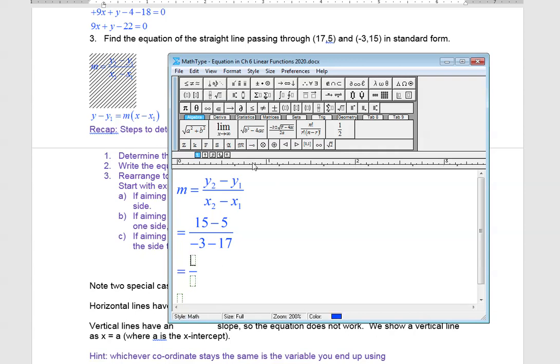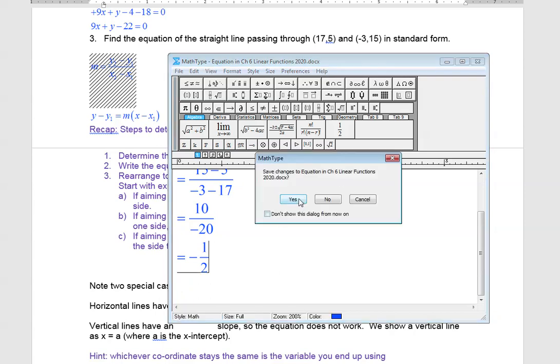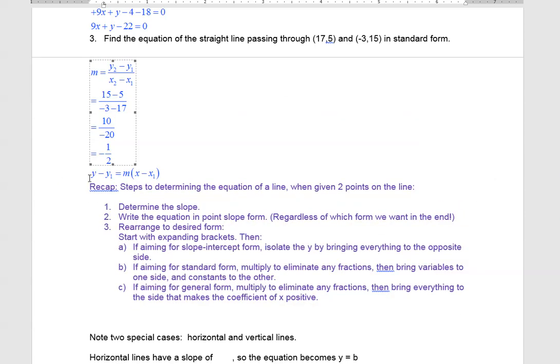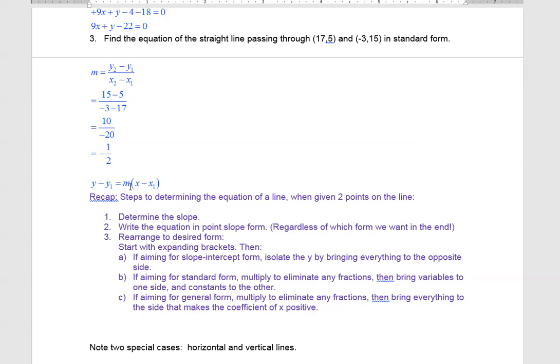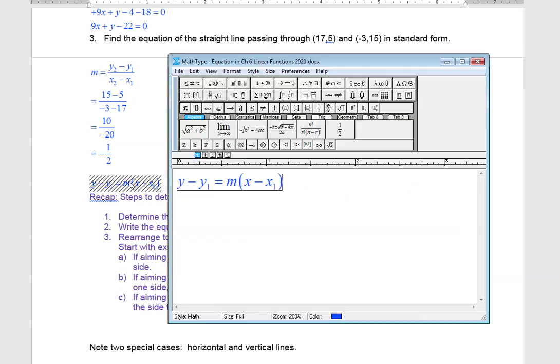So 15 minus 5, we get 10. Negative 3 minus 17, negative 20. So this one works out to a fraction, and a negative fraction at that, negative 1/2. So we get that value, and now we can plug it into our equation in slope-intercept form.